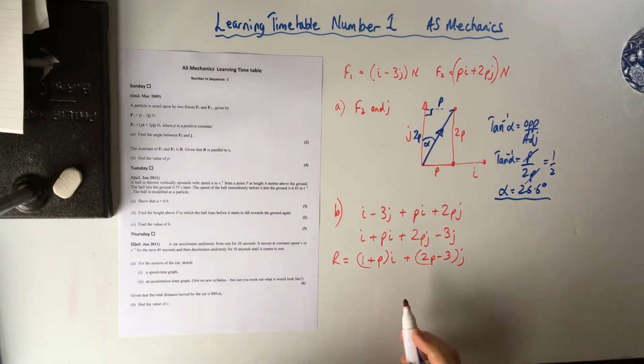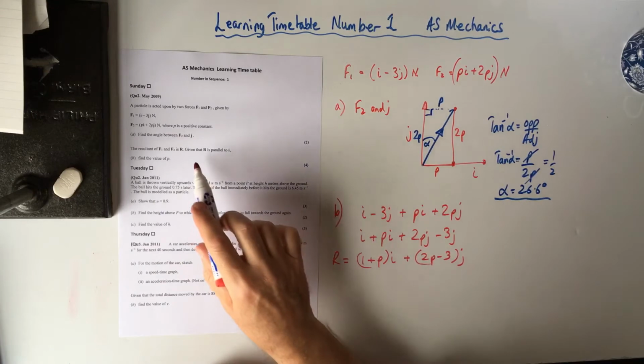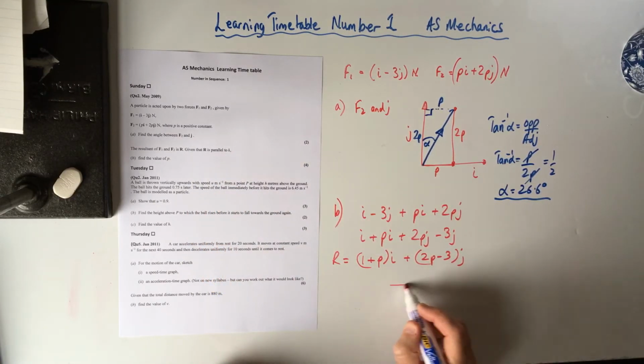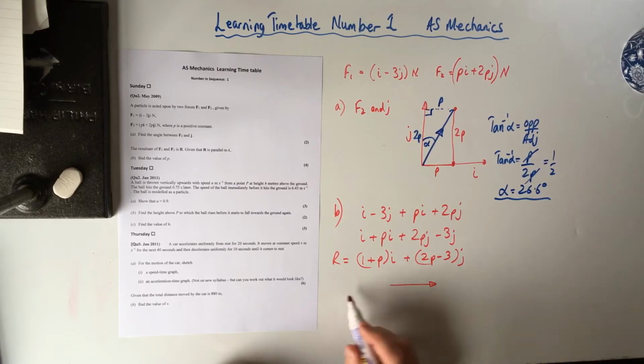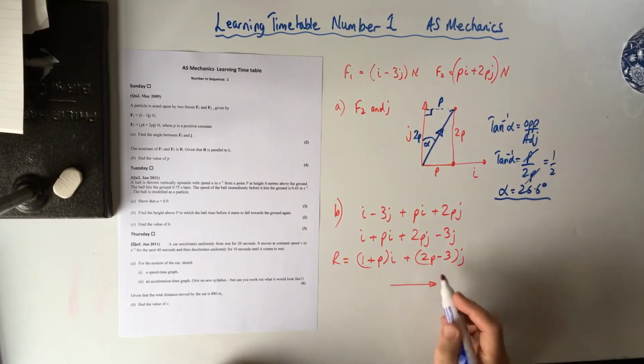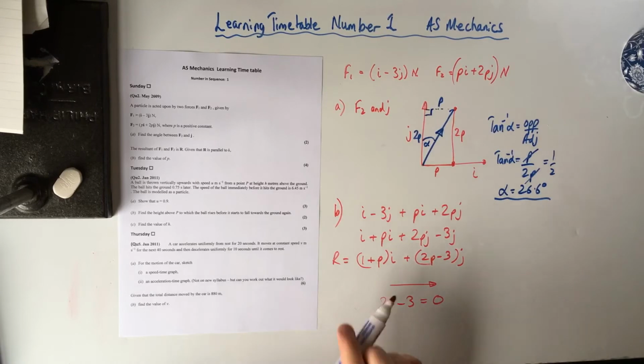Okay, so what's this saying? It says this resultant is parallel to i. Well, if it's parallel to i going in that direction, then it's got an i component. It means that the j component is 0. So all of that is 0. So 2p minus 3 is 0 if it's parallel to i.